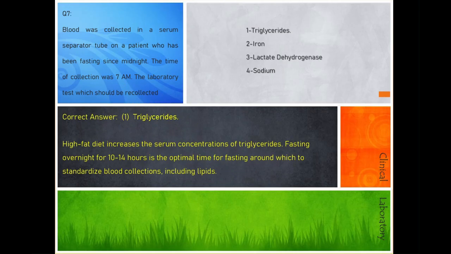Correct answer, 1. Triglycerides. High-fat diet increases the serum concentrations of triglycerides. Fasting overnight for 10 to 14 hours is the optimal time for fasting around which to standardize blood collections, including lipids.